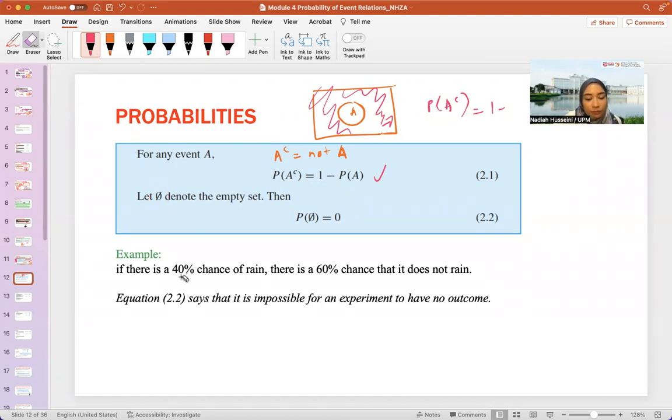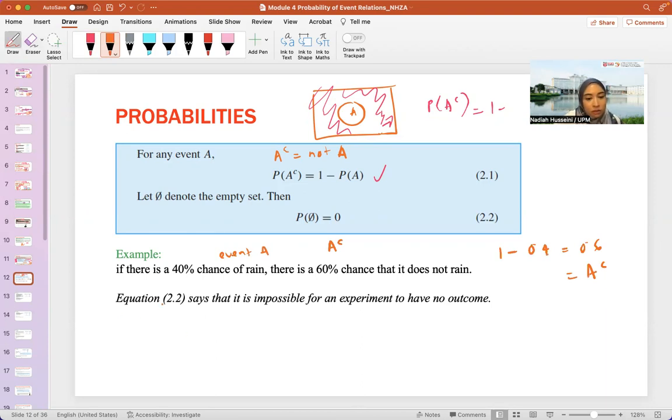Okay, if there is a 40% chance of rain, I want to know what is the chance of it not raining. So if this is event A, I want to know the probability of it not raining. Therefore, I'm looking for A complement. Therefore, 1 minus 40%, or 0.4, is 0.6. This is equal to the complement of A, or A complement.